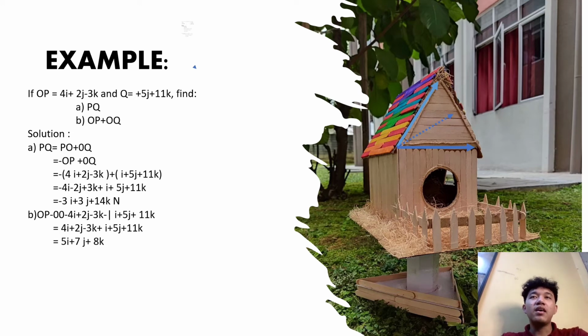And then, 4i plus 2j minus 3k plus i plus 5j plus 11k, negative 4i minus 2j plus 3k plus i plus 5j plus 11k. And the last answer, negative 3i plus 3j plus 14k.